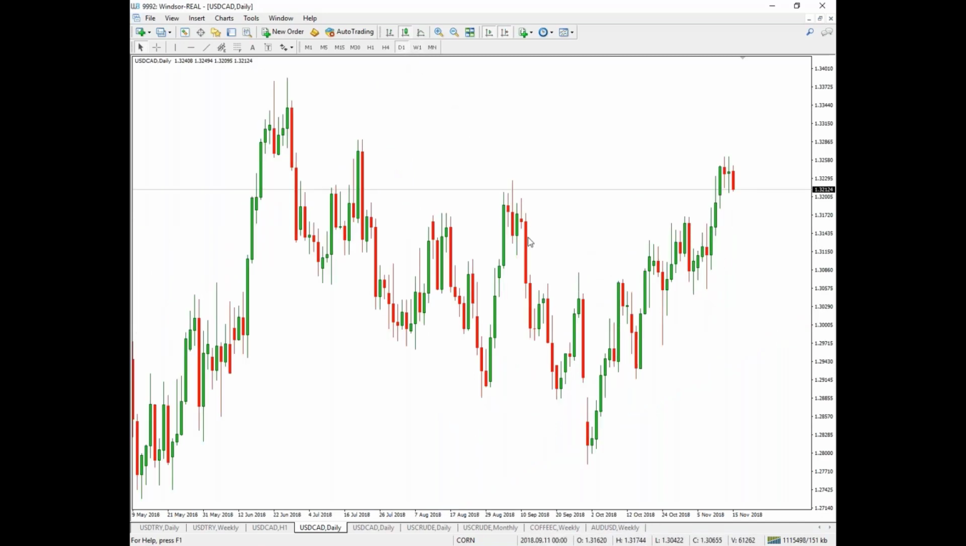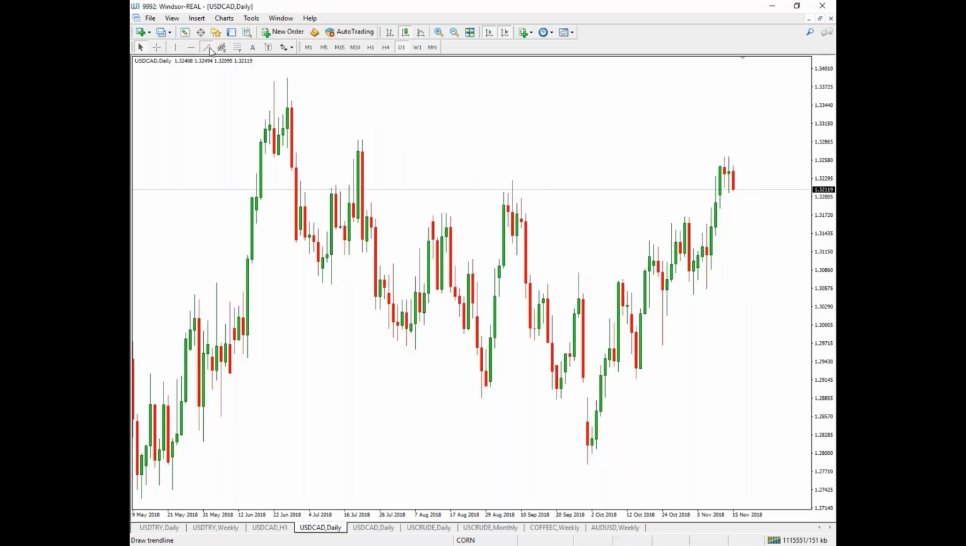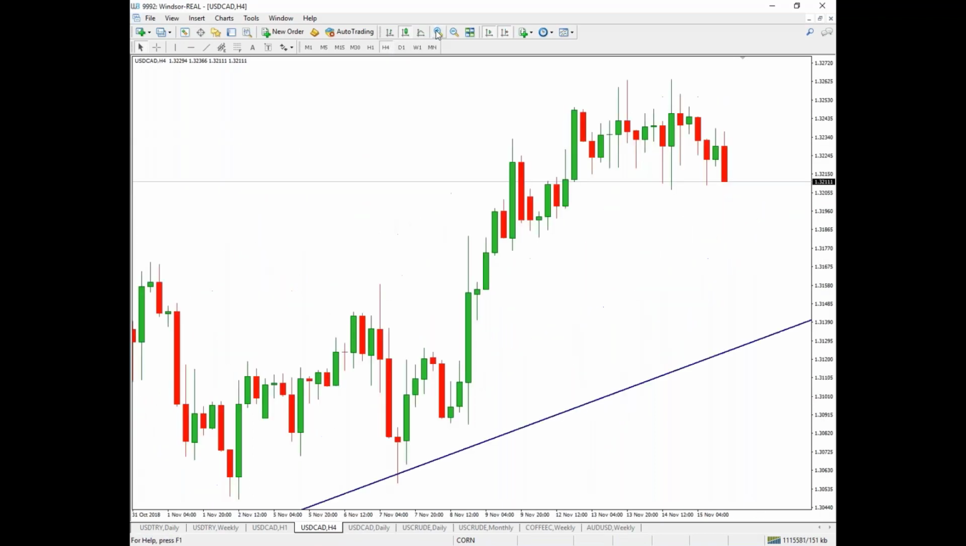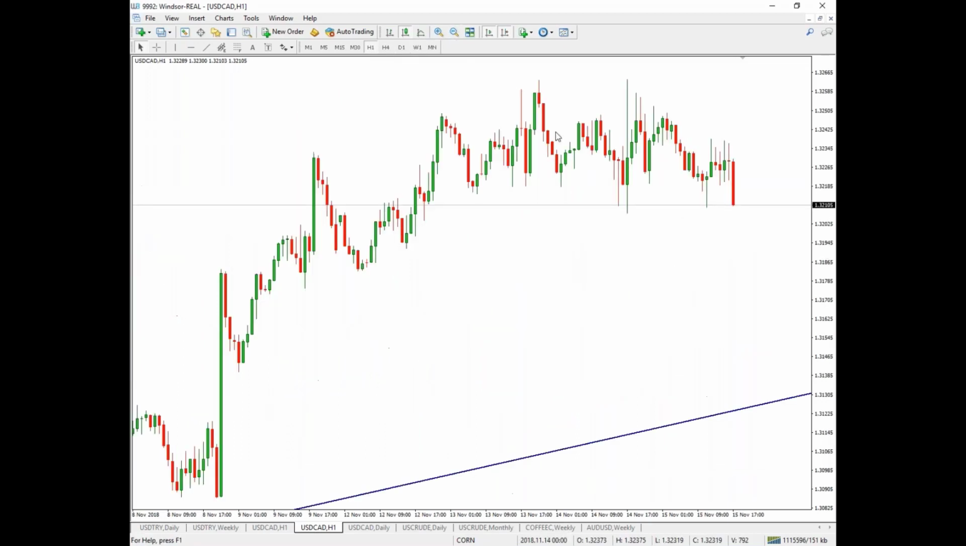Now when we go to the daily chart, the downtrend has been broken. We have a break of the trend line that defined the previous downtrend, and the price action is now moving in an uptrend. So on the larger time frames, which include daily, weekly, and monthly, we still have a valid uptrend. Going back to the lower time frames, let's say the hourly chart, we can see that things are changing.